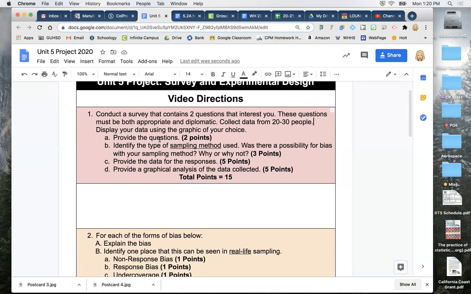In C, you're going to provide the data for the responses, and in D, that'll be where you have your graphical analysis of the data collected. So you're going to provide your data, whether it's a table for a histogram or just a table in general. You will provide that data, and then you will provide the graphical analysis for each one of your questions.